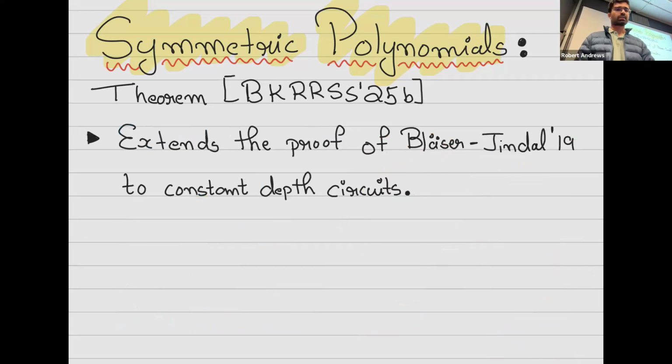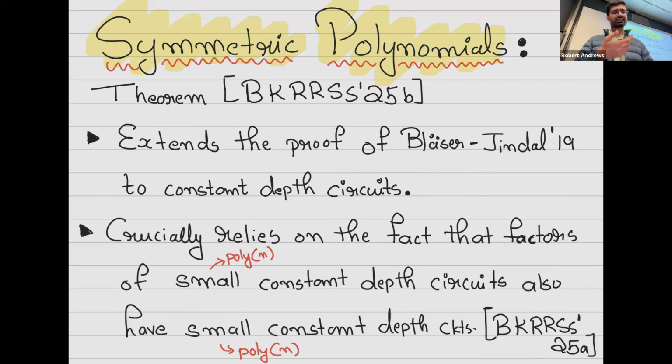And so our proof is essentially very similar to the proof of Blazer-Jindal. The main ingredient here is a previous result by the same set of authors. If you look at factors of small constant depth circuits, so if you have a constant depth circuit and you look at a factor of that polynomial, can we also say that that factor is a constant depth circuit? We proved that result, and that turned out to be a crucial ingredient in extending the Blazer-Jindal result to constant depth circuits.